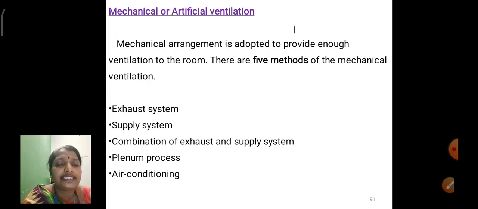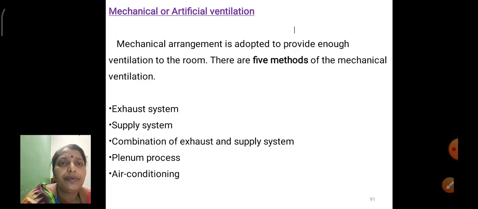And next one, supply systems, with supply pipelines used properly. With supply systems, you have to reduce the heat energy. A combination of the exhaust and supply system should be properly adapted. And the plenum process. And last one, air conditioning.